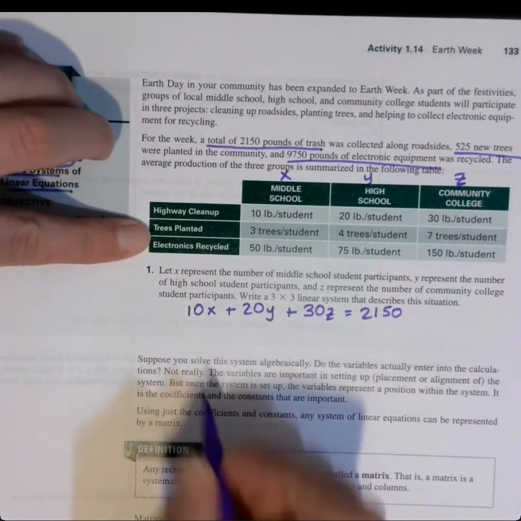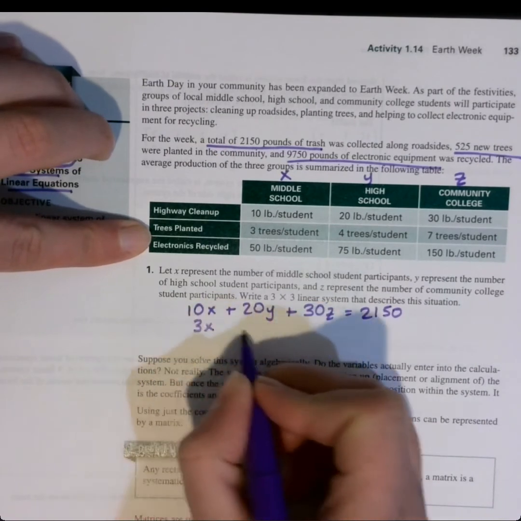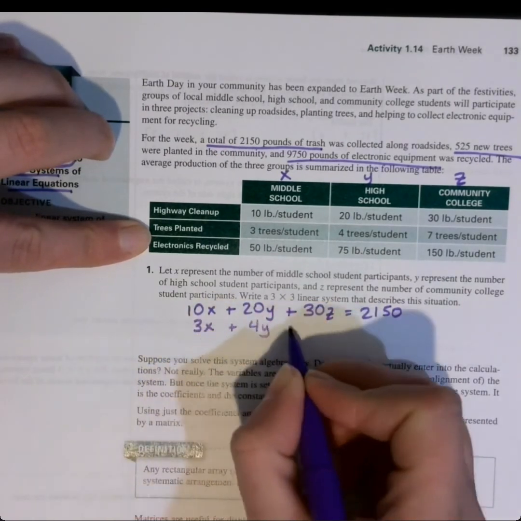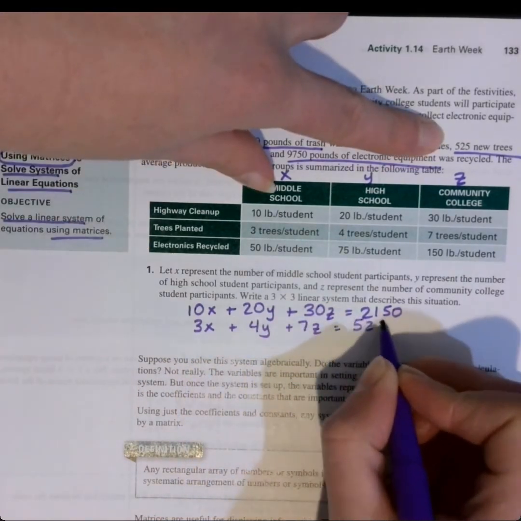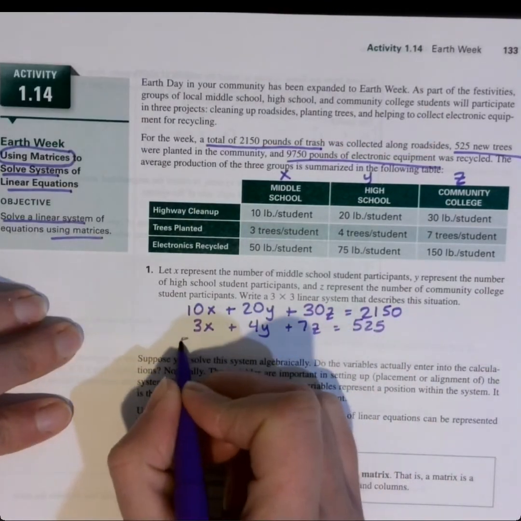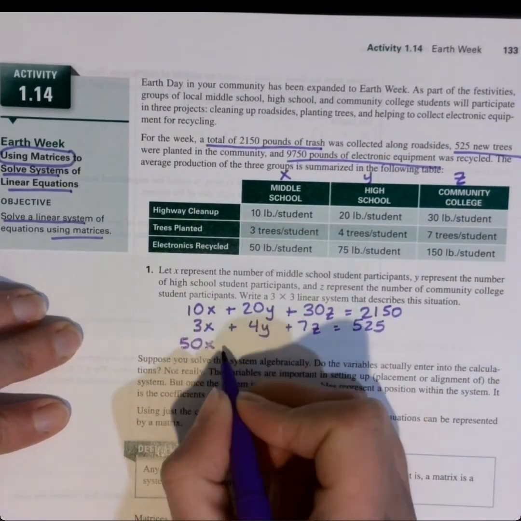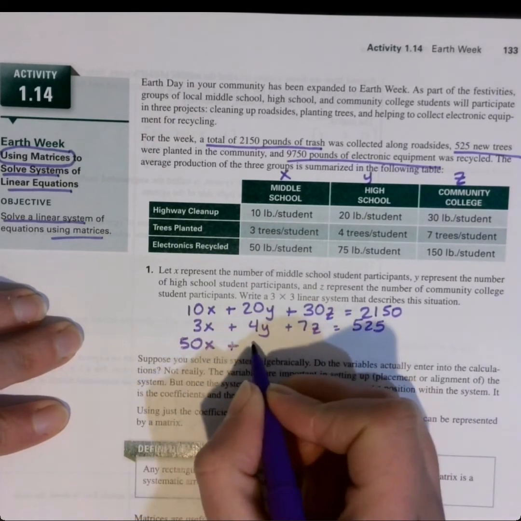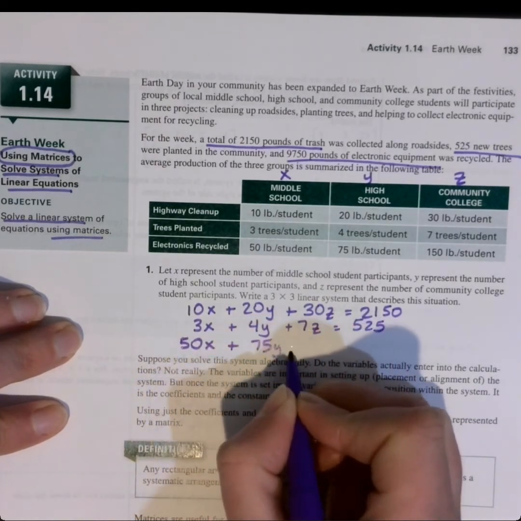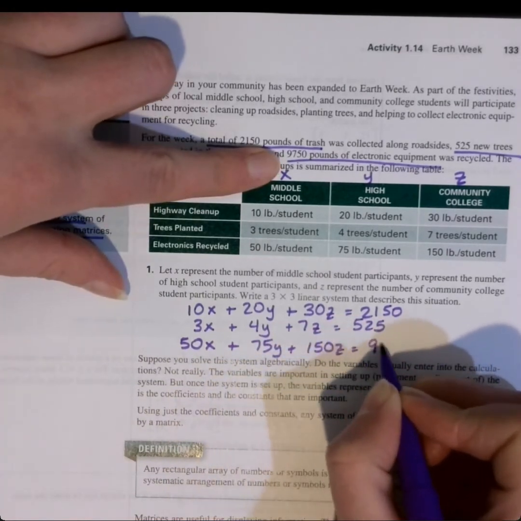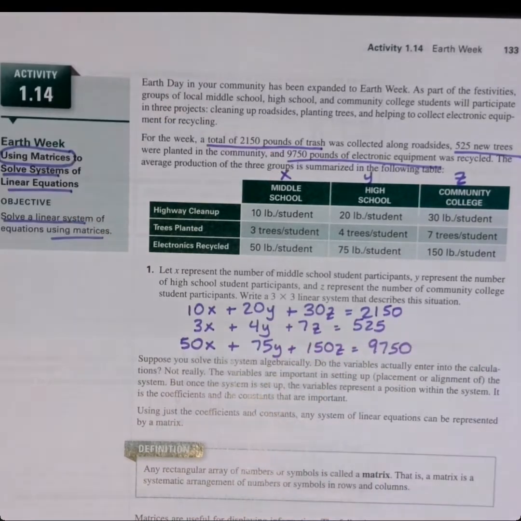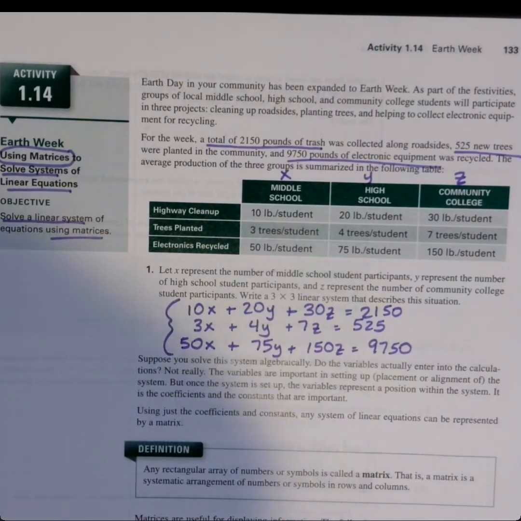We can do the same thing for our trees planted. Each middle schooler planted 3 trees, each high school student planted 4, and each college student planted 7. And that was a total of 525 trees. And last, 50 pounds of electronics for the middle schoolers, 75 for the high schoolers, and 150 for the college students, netting the 9,750 pounds of electronics recycled. So that is our system of 3 variables and 3 equations.